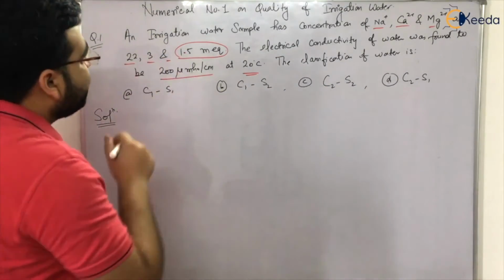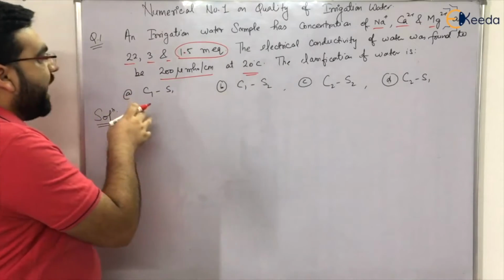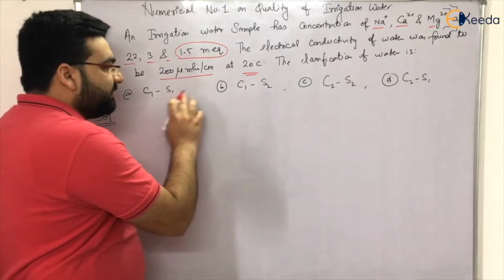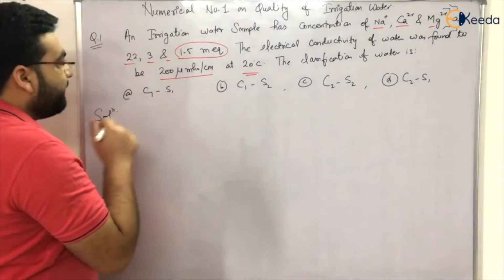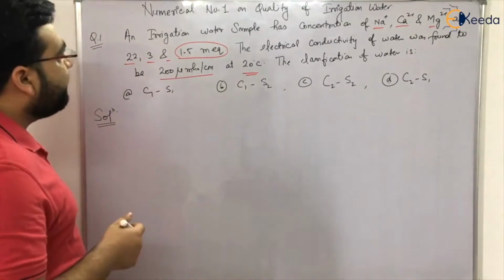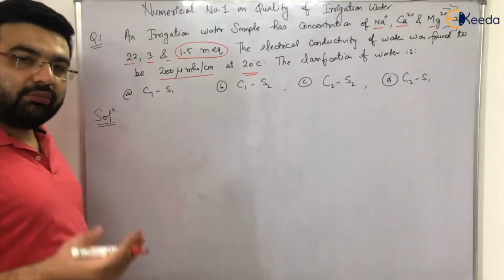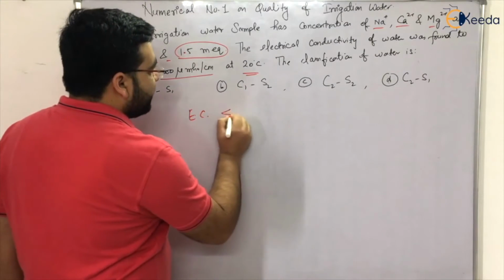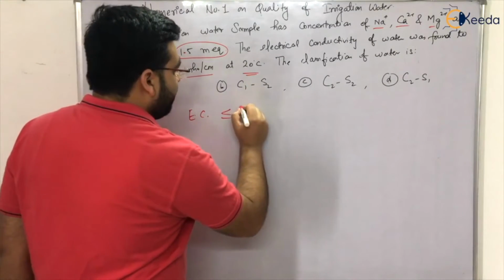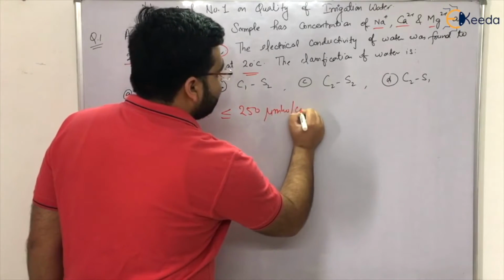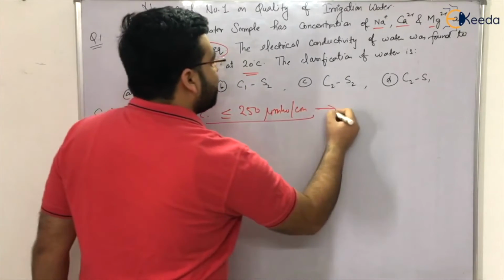Just by reading the numerical, you will understand that we have to determine the SAR ratio, because with the SAR ratio we can say whether it is S1 or S2 or S3, right? And first, we have to see the electrical conductivity also. If you remember, if electrical conductivity is less than or equal to 250 micromho per centimeter, then this type of water is known as C1.